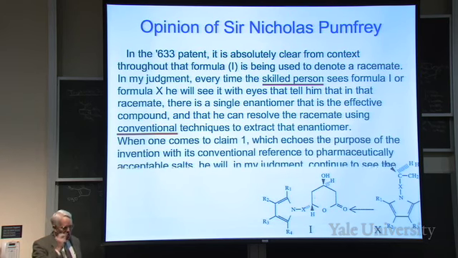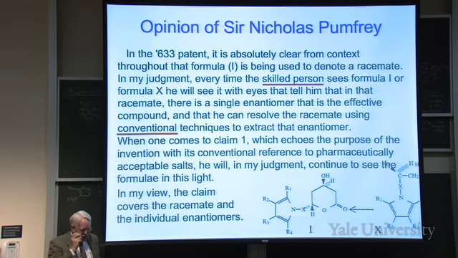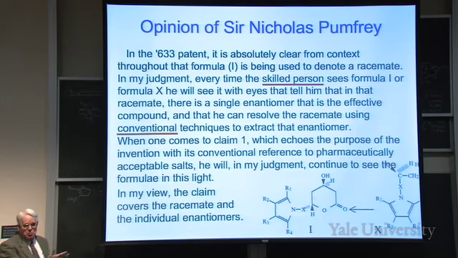Okay? When one comes to claim 1, which echoes the purpose of the invention with its conventional reference to pharmaceutically acceptable salts, he will, in my judgment, continue to see the formula in this light. So the salts, same deal, right? In my view, the claim covers the racemate and the individual enantiomers. So the person without any creativity knows that, yes, the patent described the racemate, but there'll be one in there that I can get, and that'll be the useful drug. And it doesn't take anything great to get there. We'll talk about that soon, how you would do that, why it's well known.